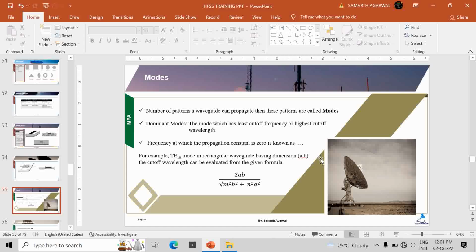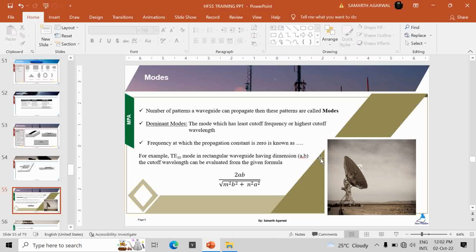Now coming on to the modes. What are modes? First of all, the number of patterns a waveguide can propagate, these patterns are called modes. What kind of patterns are we getting, and what are the dominant modes? The dominant mode is the one having the least cutoff frequency, or the highest cutoff wavelength, by which the antenna will start resonating. The frequency at which the propagation constant is zero is known as the resonating frequency only.